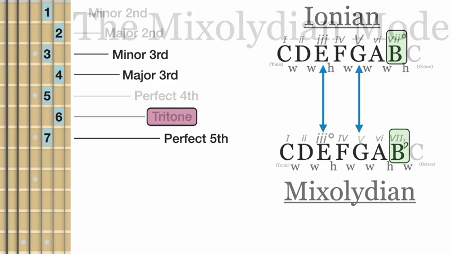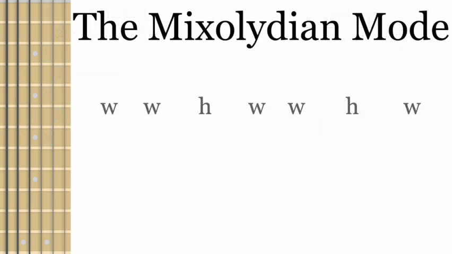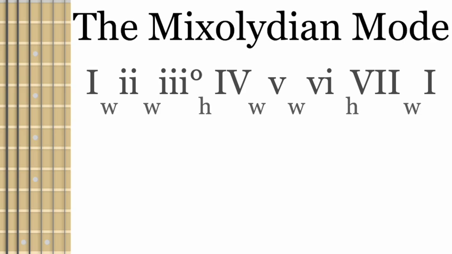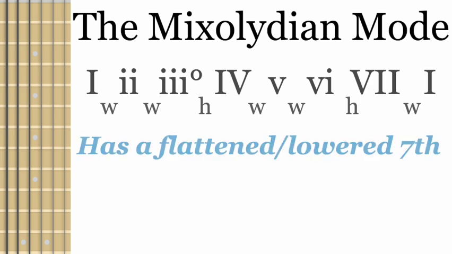Okay? So with all that being said, again, the Mixolydian mode: whole step, half step, whole step, half step, whole step. Let me make sure I got that right. Whole step, half step, whole step, half step, whole step. And from here, we can once again look at our chord qualities: major, minor, diminished, major, minor, minor, major, and then we hit the octave back at major again. So therefore, Mixolydian has the flattened or lowered seventh, and this is the result of that.